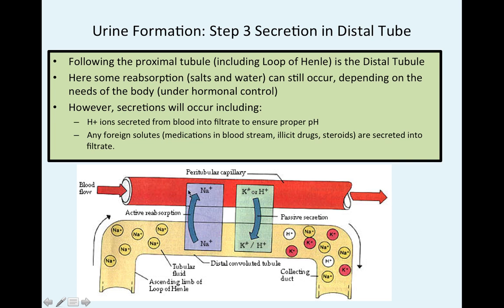So here in the bloodstream, we're actually going to start secreting some other things. We can secrete some H+ ions if we need to drop the pH of the blood. So here you're going to have H+ ions come from the blood and into the filtrate. Other things like foreign solutes, like medications or illicit drugs or steroids, will also be secreted into the filtrate here and then go into urine. Okay?